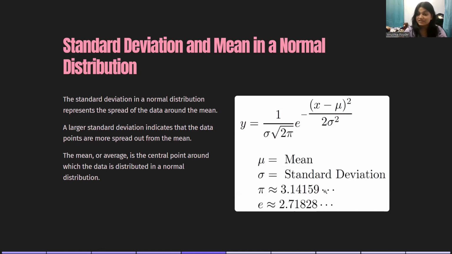Pi, as we know, has a standard value of 3.14159 and so on, as it's an irrational number. E equals 2.718828, and it goes on.